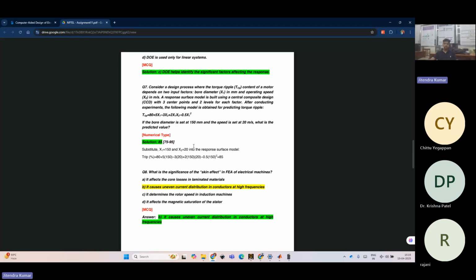But for Chitu and Rajni, I guess it must be correct, because in the last session we had discussed it and we were getting 87. So I think you might be getting the correct answer.